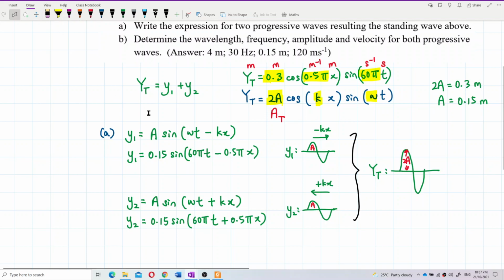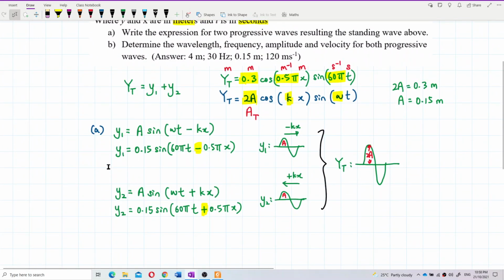So you see, what's the difference between the first formula and second formula? The formulas for the displacement of the progressive waves just differ by the direction of propagation. This one is moving to the right, this one is moving to the left. The amplitude, the period, the frequency, and the wavelength are all the same. They just differ by the direction, positive or negative kx only. Okay?